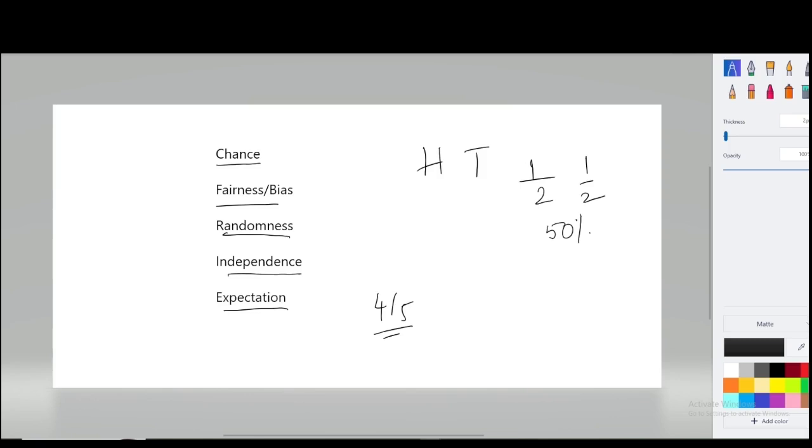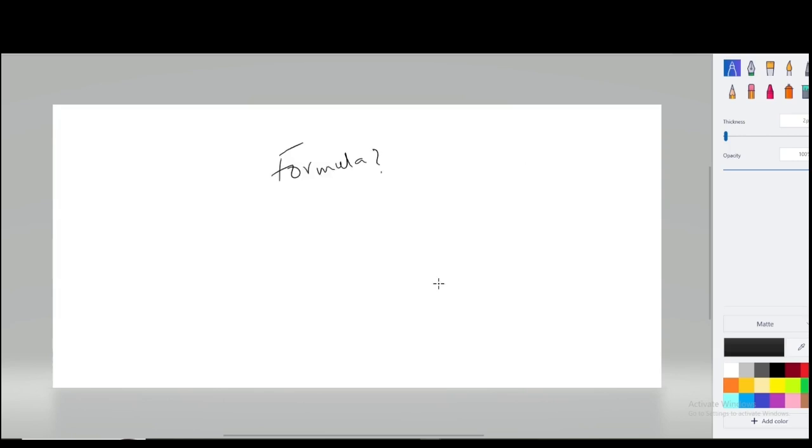But if you keep flipping a coin a large number of times, say 10,000 times, 100,000 times, or 1 million times, the results will get closer and closer to the expected average. The expectation is that in the long run, after a large number of trials, you'll get heads exactly 50% of the time. So what is the formula for probability?